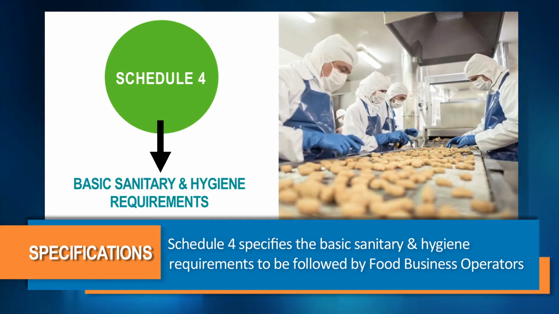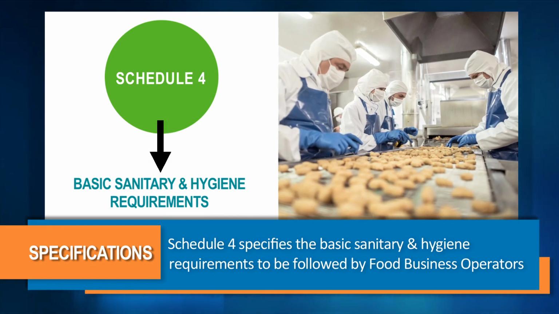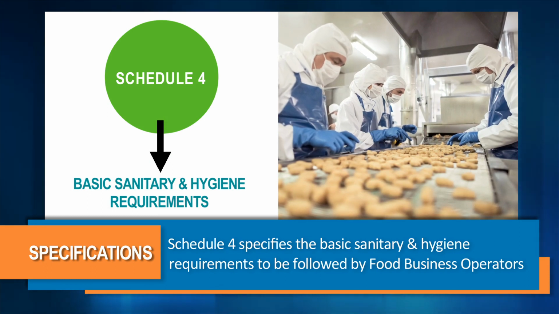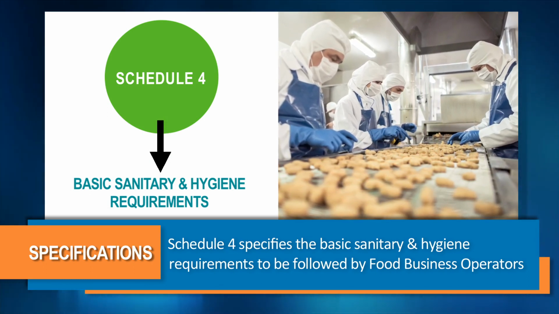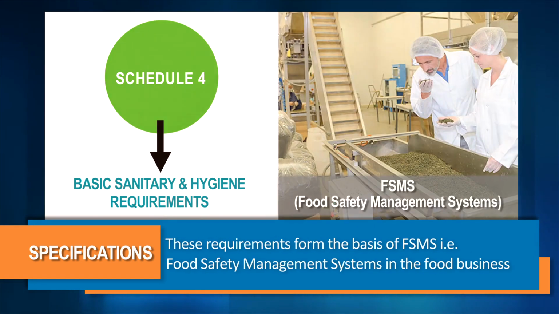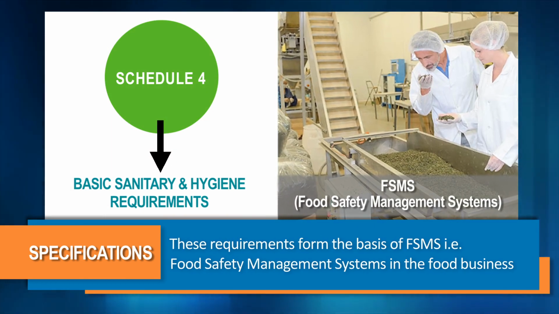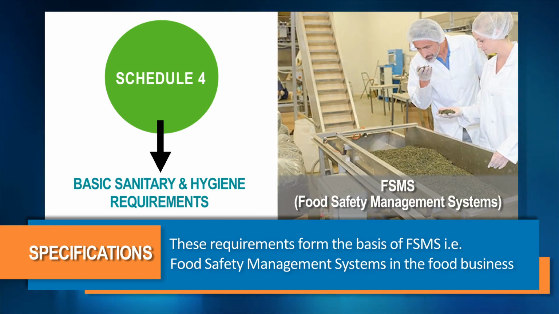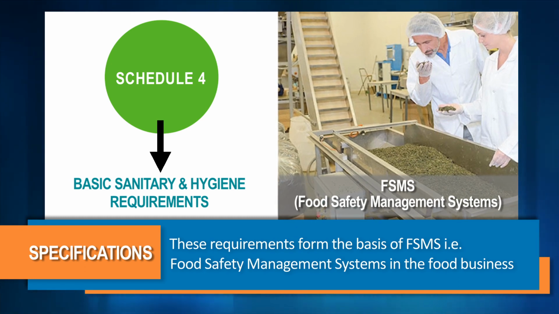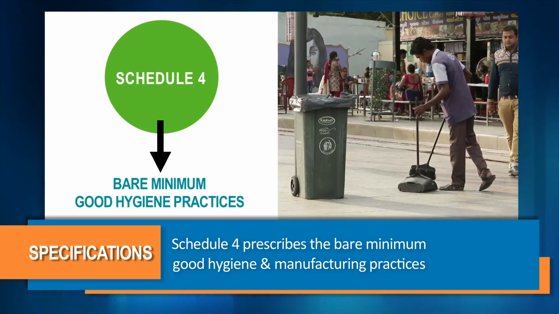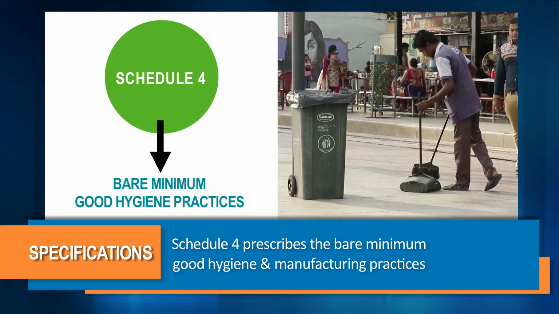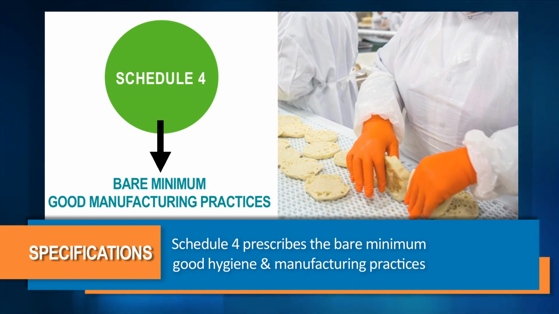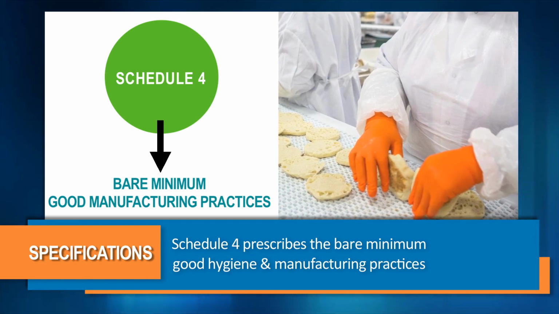Thus, Schedule 4 specifies the basic sanitary and hygiene requirements to be followed by food business operators engaged in food businesses. These requirements form the basis of FSMS, that is Food Safety Management Systems, in the food business establishment. Schedule 4 prescribes the bare minimum good hygiene practices and good manufacturing practices to ensure food safety in the food business.